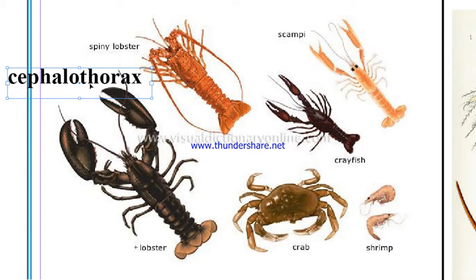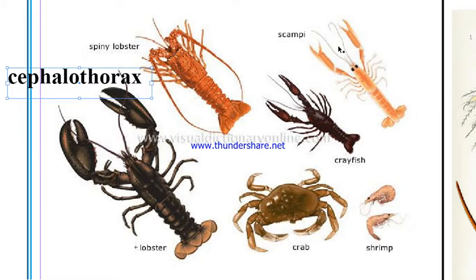So the main features of crustaceans are that their body is divided into cephalothorax and abdomen, and from their cephalothorax they have 5 pairs of jointed appendages. Among them, the first pair is modified into clutch, and they always live in aquatic habitat.